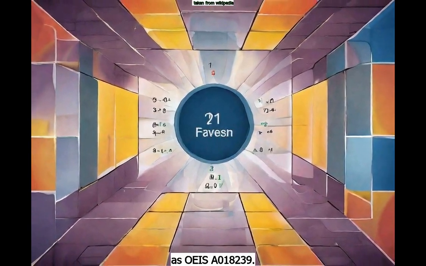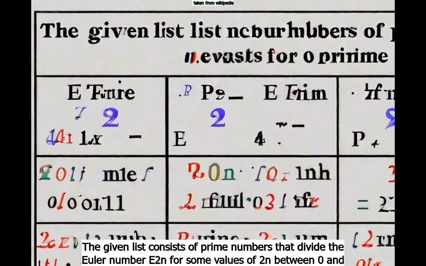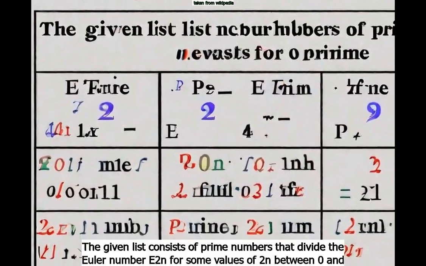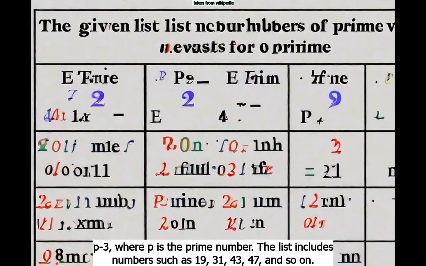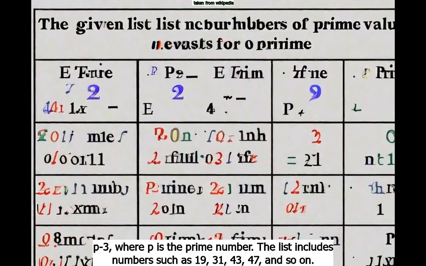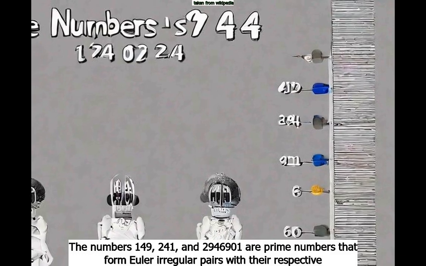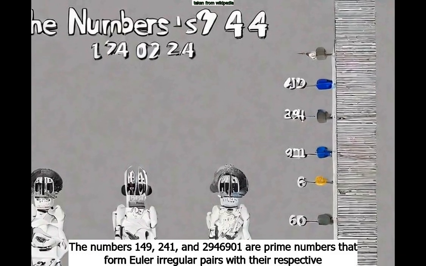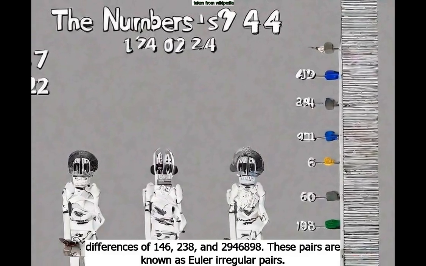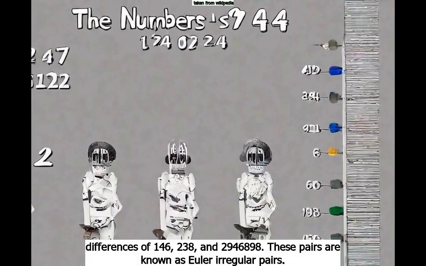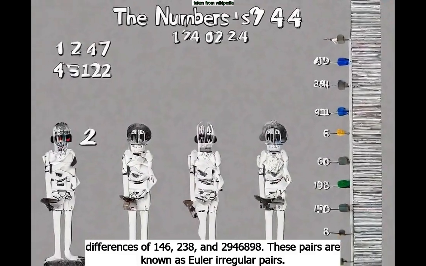A018239. The given list consists of prime numbers that divide the Euler number E2n for some values of 2n between 0 and p minus 3, where p is the prime number. The list includes numbers such as 19, 31, 43, 47, and so on. The numbers 149, 241, and 2946901 are prime numbers that form Euler irregular pairs with their respective differences of 146, 238, and 2946898. These pairs are known as Euler irregular pairs.